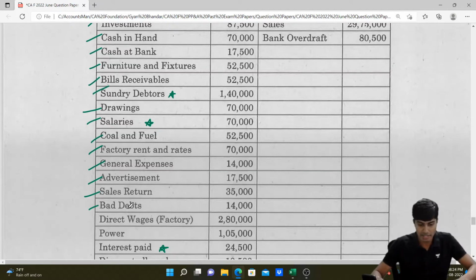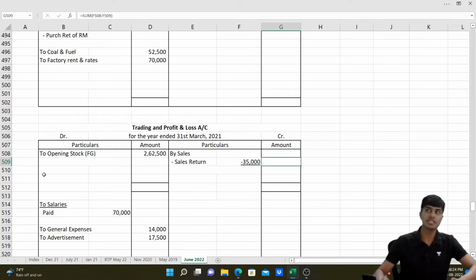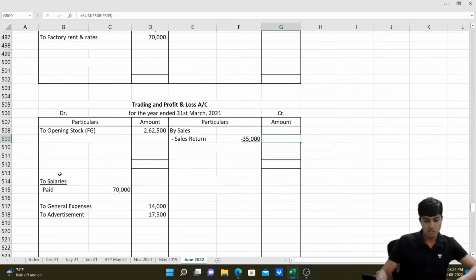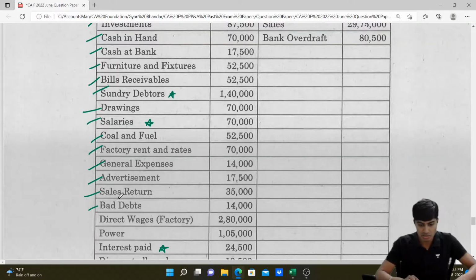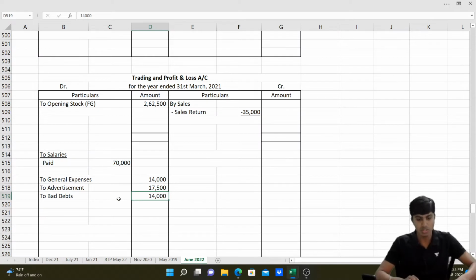Then we have bad debts 14,000. This is already deducted from debtors. I don't have to adjust it against debtors. Right now, what I can do with this 14,000 is straight away write it in P&L account debit side. So in my P&L account on the debit, I'll write to bad debts. Amount is 14,000 rupees.